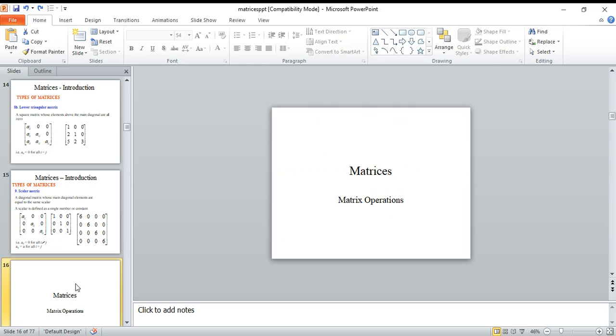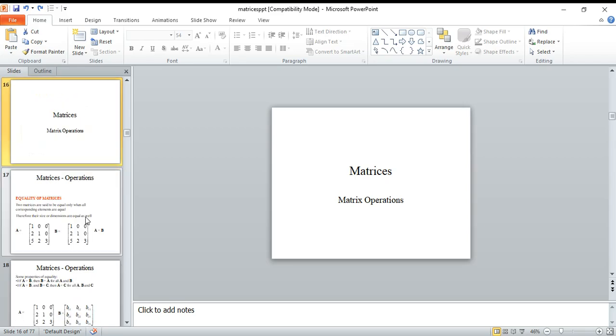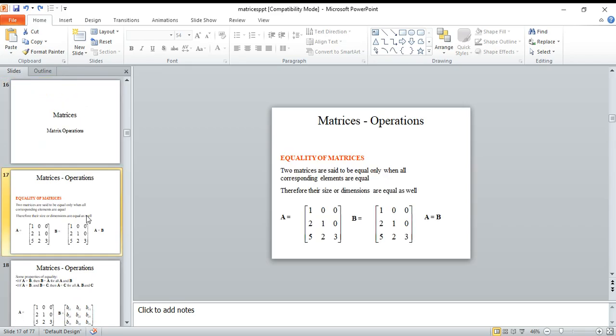Next, operations of matrices. Equality of matrices. Two matrices are said to be equal only when all corresponding elements are also equal. If the sizes are not equal, the matrices are not equal. If the size is equal and also the elements are equal, that is an equal matrix.